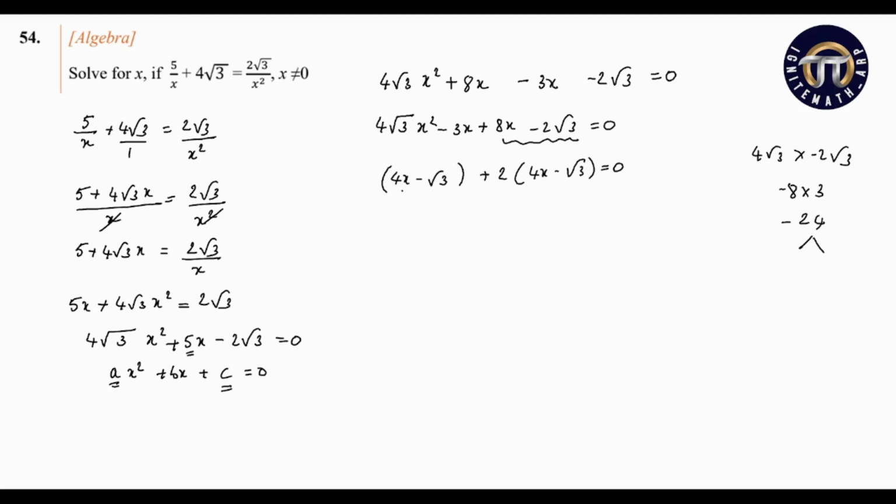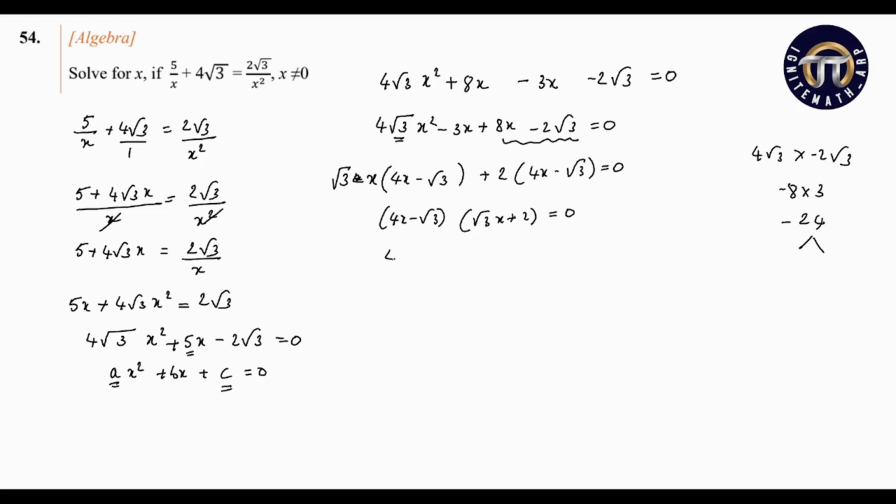4x should only remain inside the bracket. So what should I take out? I should take out only x. Clear, children? Now along with x I need to take out √3, because √3 is also there in the variable. So √3 into √3x into 4x is 4√3x². √3 into √3 is 3 and x. So the factors are (4x − √3)(√3x + 2) = 0.